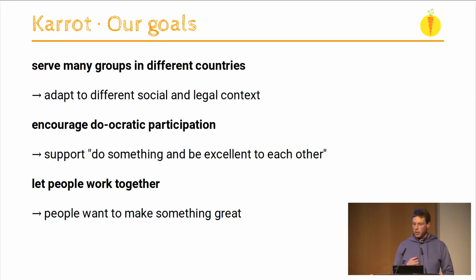Our model for this is duocracy. Do something if you think it should be done, and be excellent to each other. And finally, we want to let people work together. Our assumption is that people want to work together to make something great. We want to make sure that they can do that and not get interrupted by destructive actions of others.